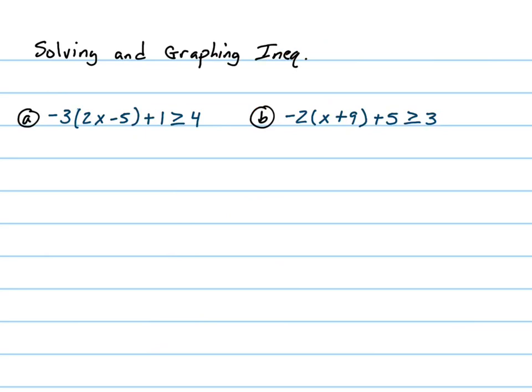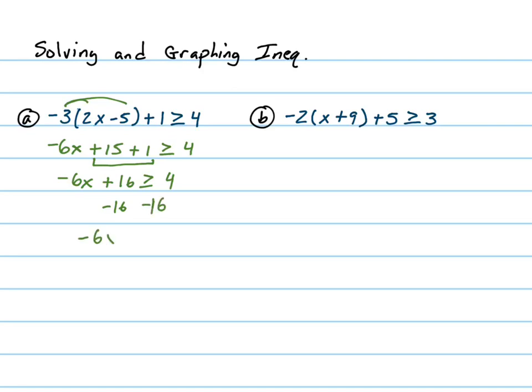So here we're looking to solve and graph inequalities. Same thing as solving an equation, with a few variances. Let's see what we have here. We're going to distribute the negative 3. So that's negative 6x plus 15. Plus 1 is greater than or equal to 4. Combining like terms, negative 6x plus 16 is greater than or equal to 4. We'll subtract 16 from both sides, because I want to get our variable alone. Negative 6x is greater than or equal to negative 12.